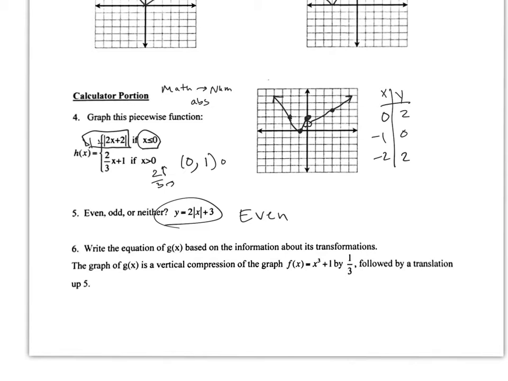Now for this one, you have some simplifying to do. We have a graph. So g of x is a vertical compression of x to the third plus 1. The vertical compression would be on the outside, so you'll have to add parentheses. Now, in order to move that up 5, we have to do some simplifying. You are going to have to distribute this. So we get 1/3 x to the third plus 1/3 plus 5.